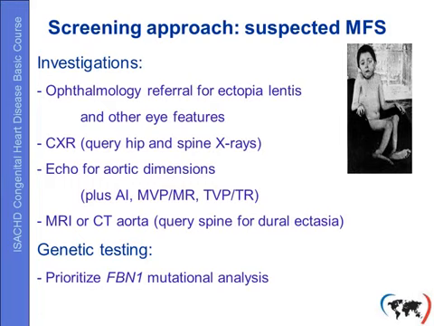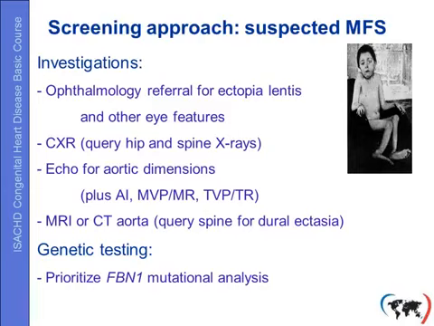Ophthalmology referral is essential to assess for ectopia lentis and other eye features. Chest X-ray is important at baseline to assess for obvious aortic dilatation, pectus deformities and scoliosis, and we sometimes add specific hip and spine X-rays. Echo allows us to determine aortic involvement and any associated aortic insufficiency or mitral valve and tricuspid valve prolapse and regurgitation. MRI or CT in some units, dependent on adequacy of echo imaging, may play a role in baseline assessment for aortic involvement and sometimes to look for any associated dural ectasia.